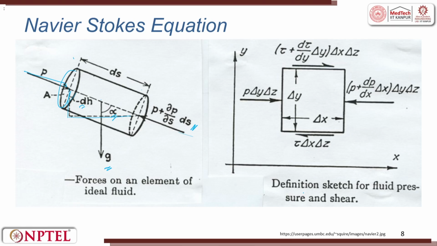So, the definition sketch for fluid pressure and shear force, this is the unit cell. It is delta X, delta Y, and here there is a pressure, and at the back the reaction force, which is dP by dx into x; this represents y and z. This is the shear, which is tau. So, this is tau plus delta tau by delta y into this, and here the y term is not there. So, tau into delta x into delta y.